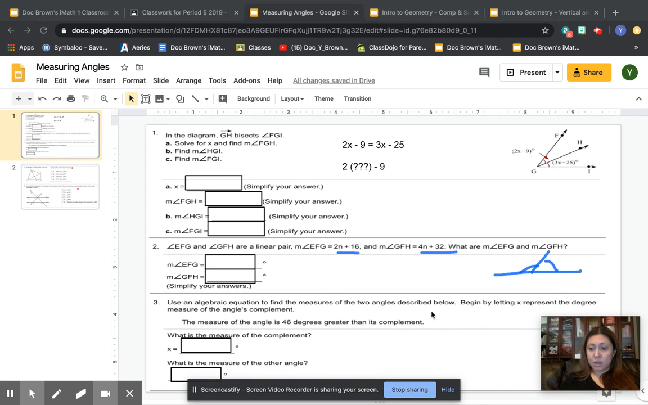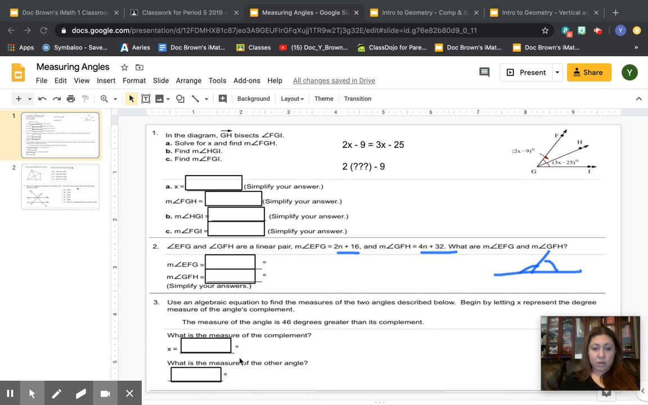Let me make my guy a little bit smaller so I can see this. Use an algebraic equation to find the measures of two angles described below. Begin by letting x represent the degree measure of the angle complementary. Complementary, again, we're dealing with 90 degrees for that one. The measure of an angle is 46 degrees greater than its complementary.